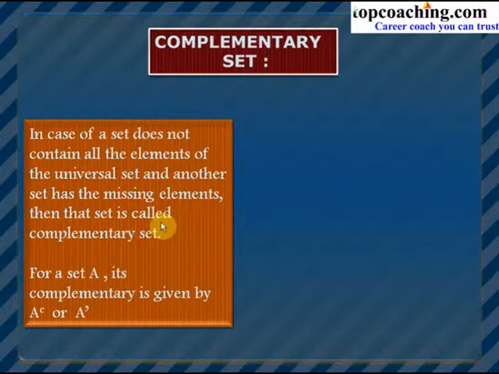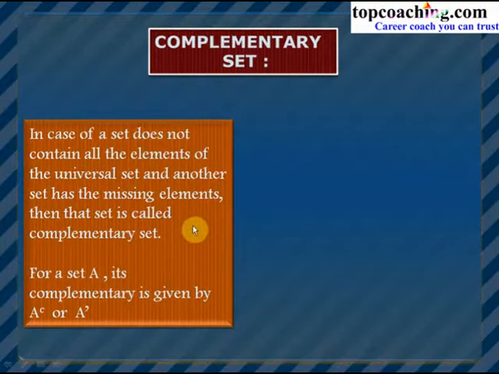So let us say that we have got a universal set. Let us say that we have another set A. A has got to be a subset of U, but it is not necessary that A would contain all the elements of the universal set. It might be possible that some of the elements are left out. So another set which contains all the elements which are left out is known as the complementary set of set A. For a set A, its complement is denoted by A^c or A dash. So this represents a complementary set of set A.